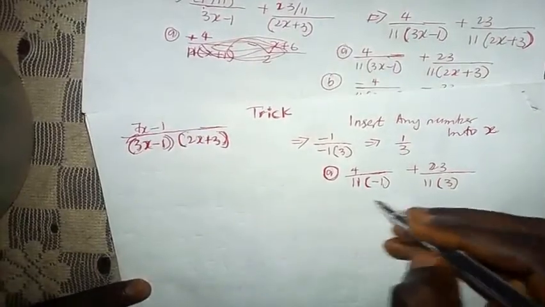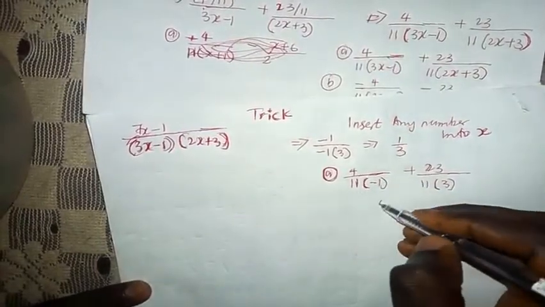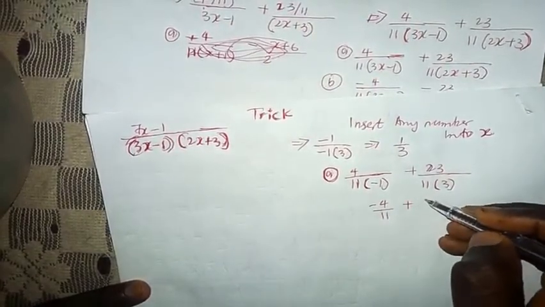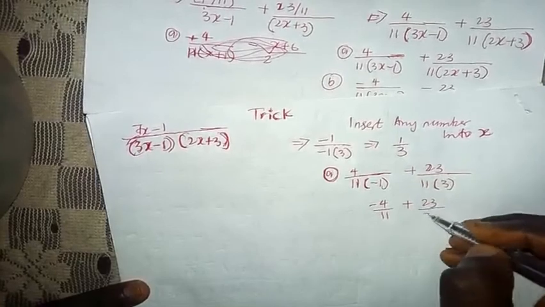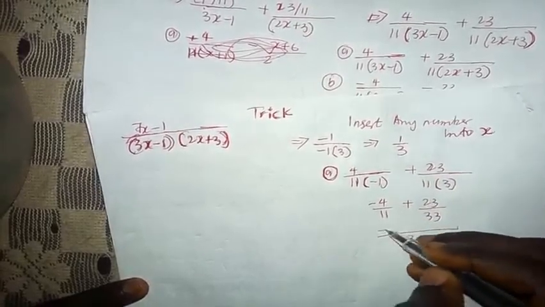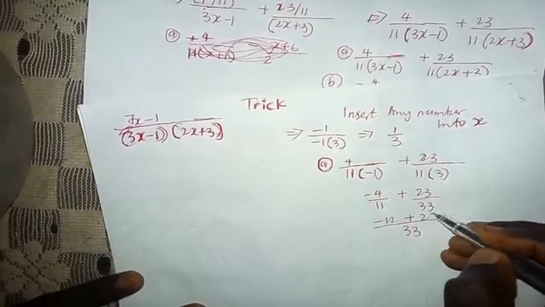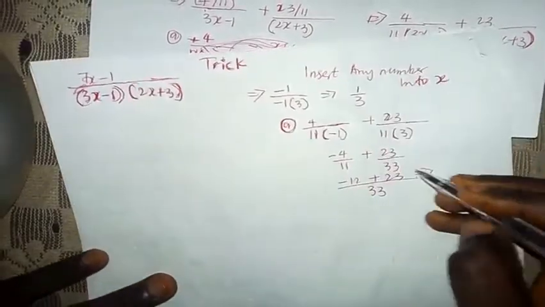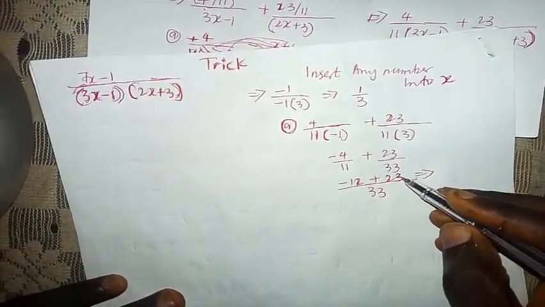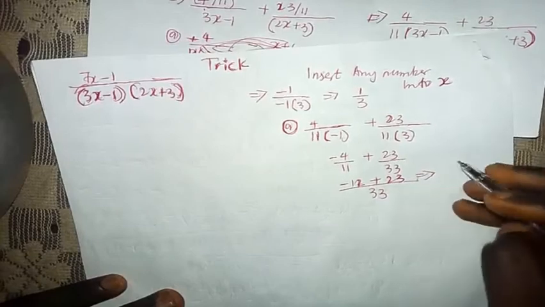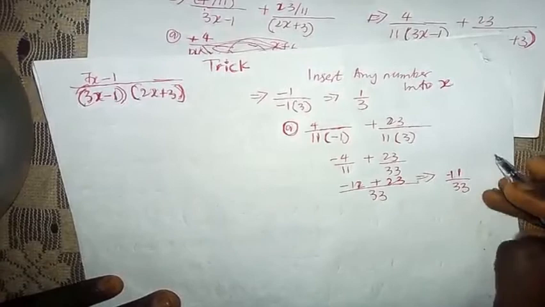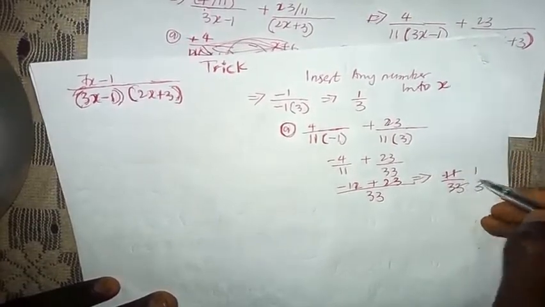So you now solve it. If you insert 11 here, you get minus 4 over 11 plus 23 over 33. Okay, you now solve it. This 33, 11 here, that's 3 times minus 4 is minus 12, plus 23. So if you subtract this, this will be 11 over 33. So that's 1 over 3. You can see?